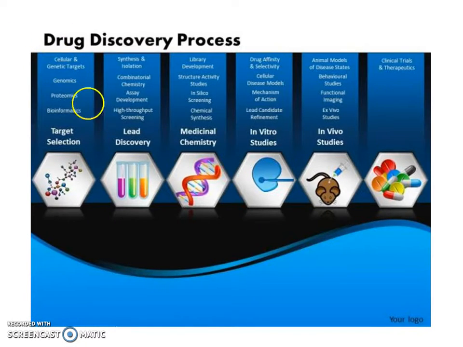Once you have studied the target in detail, we can begin with the lead discovery, where a new drug molecule is synthesized and isolated. Also, along with the synthesis of a new drug, your drug can be from natural origin, either from a plant or animal. And once you have identified the molecule, you have to develop an assay for it, which will be further used for identification of the drug.